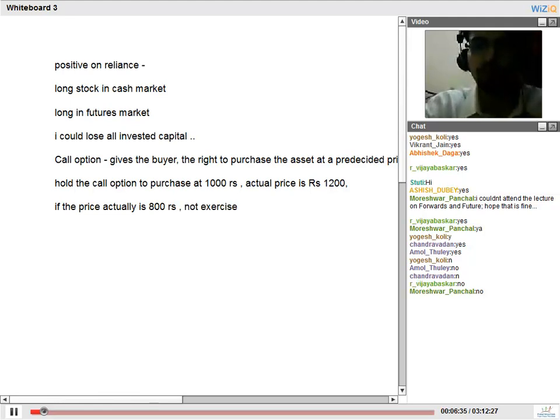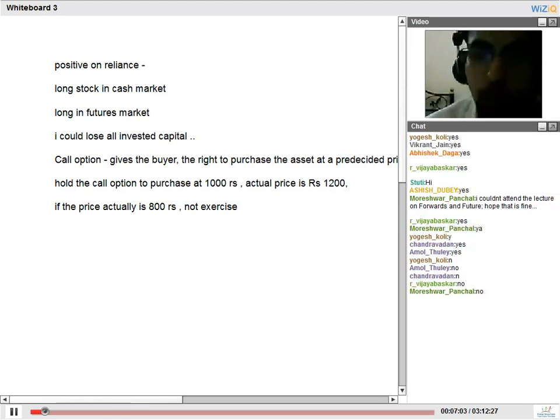So you understand the difference between going long in the futures or forwards market and an option market. In case of a futures contract, I could have had a long futures to purchase the stock at a price of 1,000 rupees. If the price went to 1,200, I would have had the same 200 rupees profit. If the price went to 800, I still was obligated to purchase the stock at 1,000 rupees, and I would have sold it for 800, so I would have made a loss of 200 rupees.